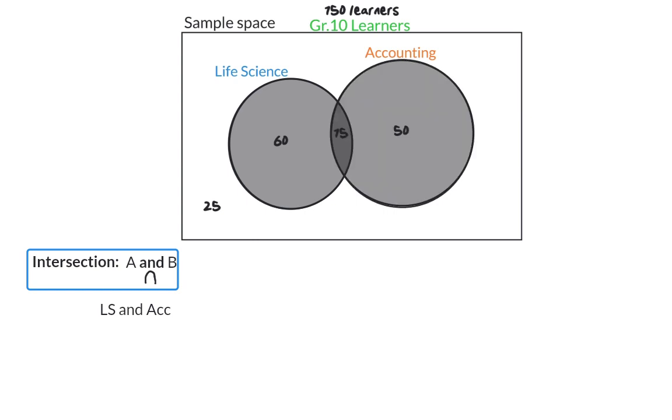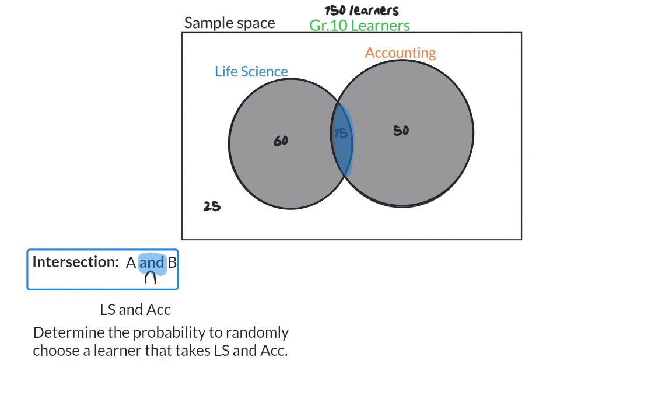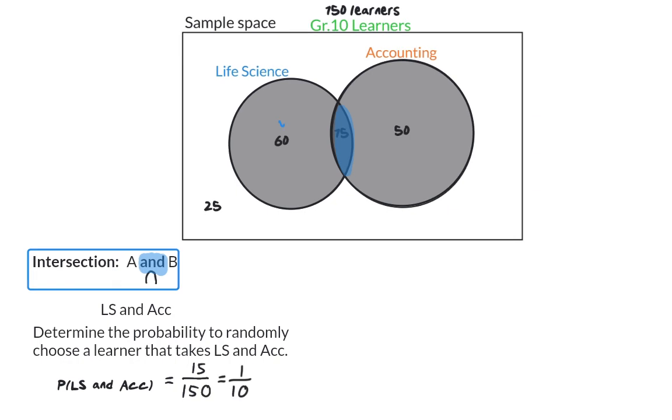And as I've mentioned, the "and" means that we are focusing on those learners that take life sciences and accounting, and in this case, that will be 15 learners. So if you are asked to determine the probability to randomly choose a learner that takes life science and accounting, your answer would be 15 out of the 150 learners. If we were to tick off event A and then also tick off event B, it will only be the part that we ticked off in both events that will be part of our answer for intersection.